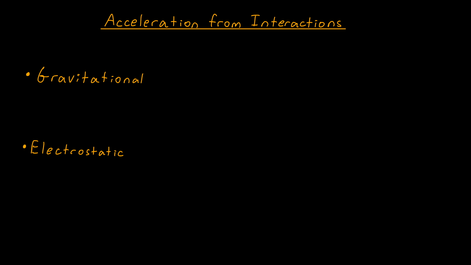So in the case of gravitational interactions, the resulting acceleration is actually quite simple. The acceleration vector is given in magnitude symbolically by GM over r squared, and I'll explain what these variables mean in a second. And then the direction of the acceleration is a unit vector that we'll call minus r hat. So let's go over what all of this means real quick.